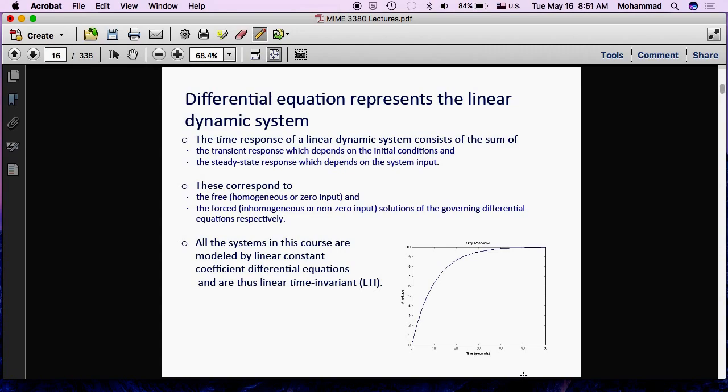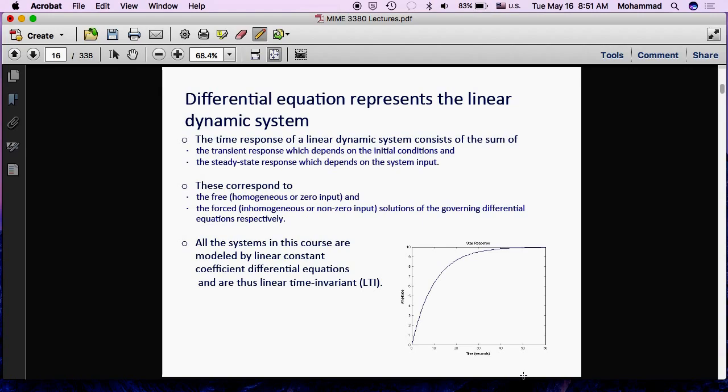So you can see it on the slide. It says free response. In terms of differential equation language, it's called homogeneous response. Homogeneous means the right side of the equation, the forcing function, is zero. So it's also called free response, homogeneous, zero input. You see in the parentheses, it says zero input. So when you have no input to the system, the behavior of the system is called free response. And you also have forced response, which is when an input actually exists.